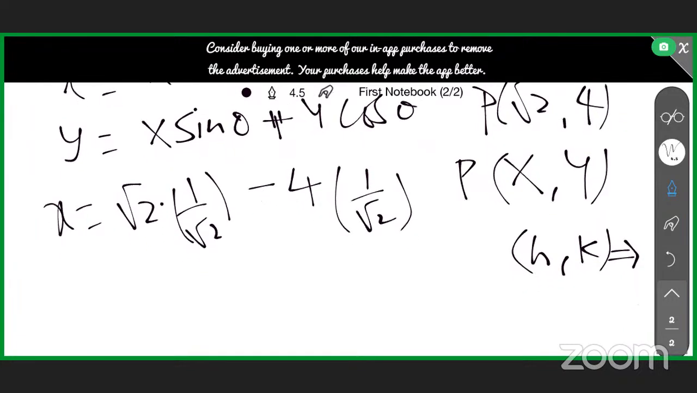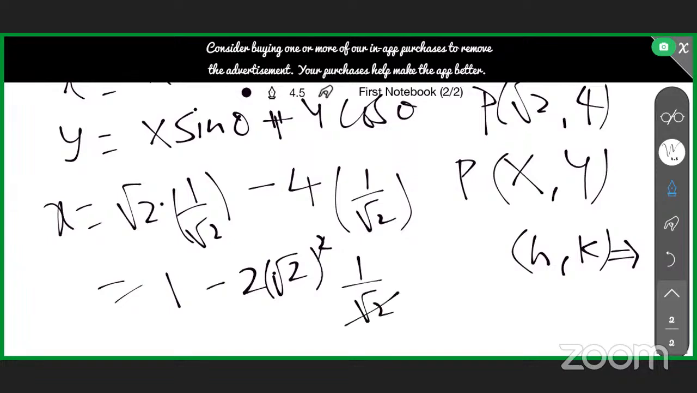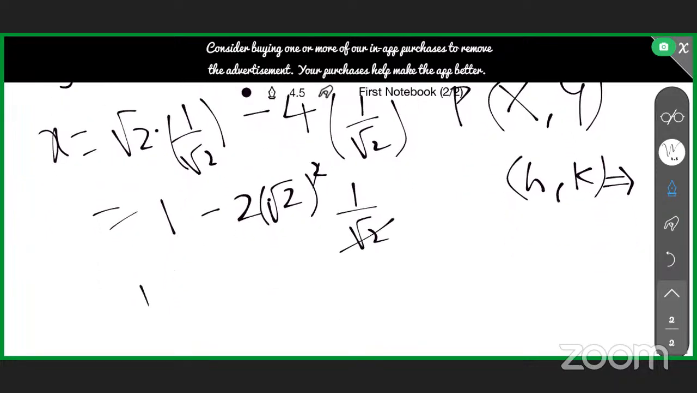And 4 into 1 by root 2. So the answer: root 2 into 1 by root 2, the root 2 gets cancelled, giving 1. Then 4 into 1 by root 2 is 2 root 2, since 4 by root 2 equals 2 root 2. So what is left is 1 minus 2 root 2. This is my x value.